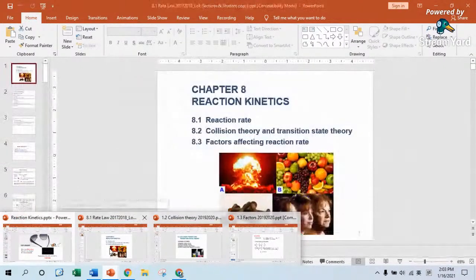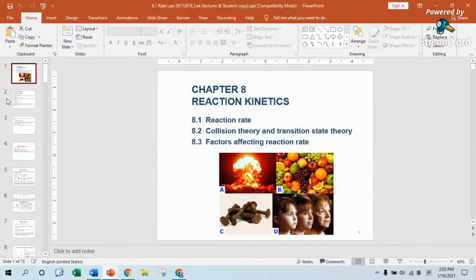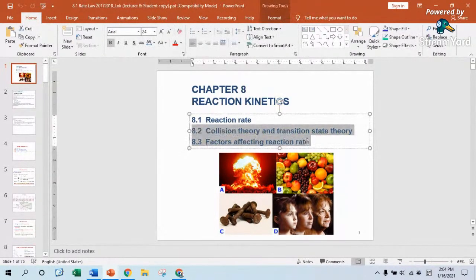Okay, now we start. For our lesson 1.1. Last time was chapter 8, now it's chapter 1. Reaction kinetic has three subtopics. The first one is reaction rate. The second one is collision theory and transition state theory. The third one is factors affecting reaction rate. Topics 8.2 and 8.3 are actually short topics, and the most important part is 8.1.